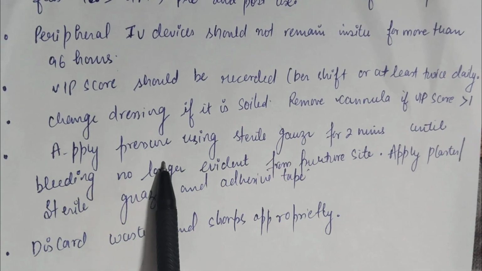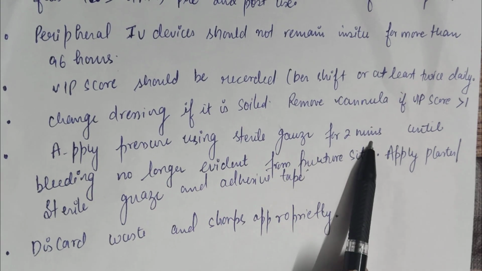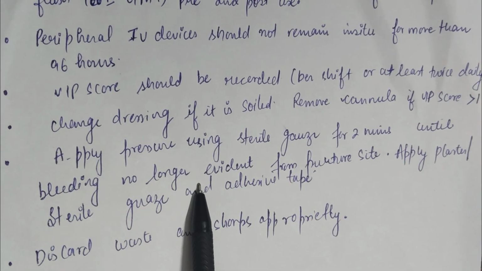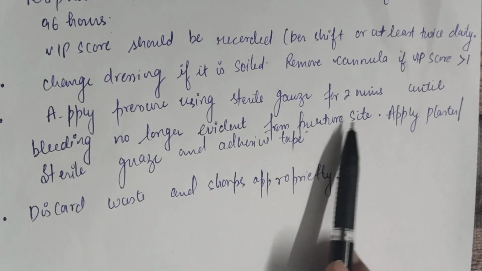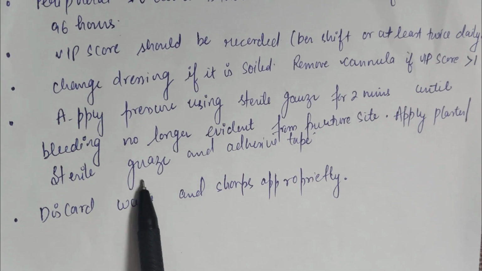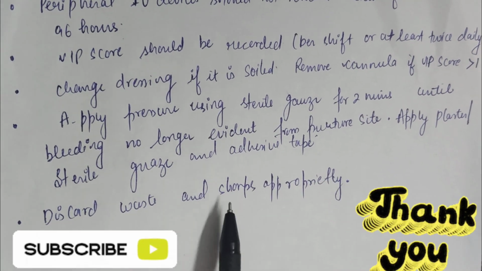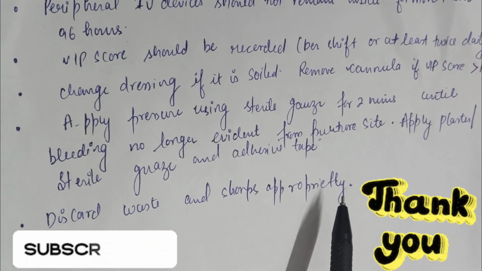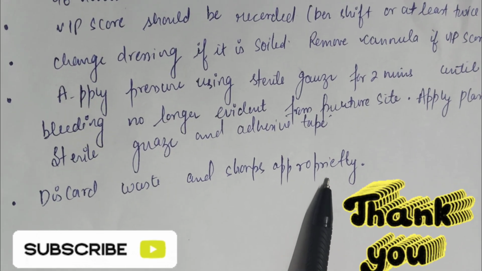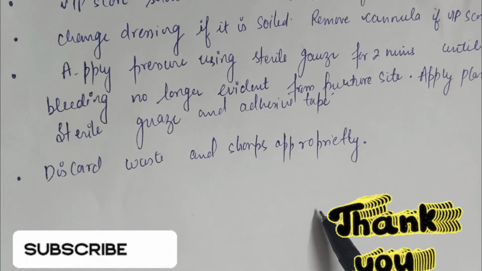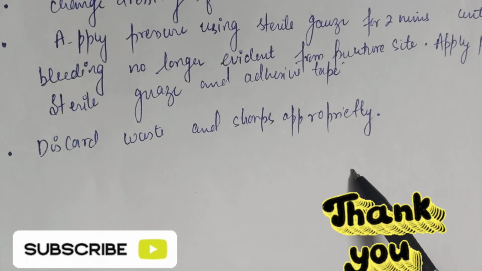Okay, apply pressure using sterile gauze for 2 minutes until bleeding is no longer evident from the puncture site. Apply plaster or sterile gauze and adhesive tape. Then discard waste and sharps appropriately. So these are the things to keep in mind while assessing the IV cannula insertion or handling the IV cannula.